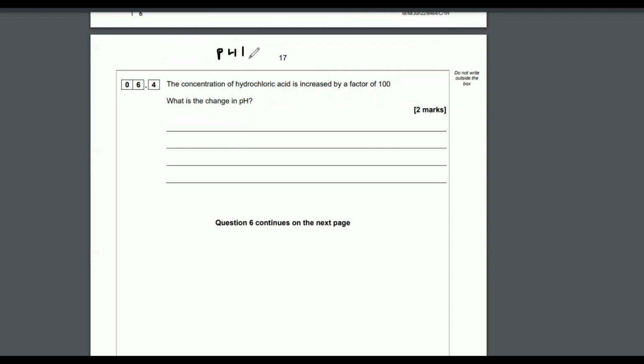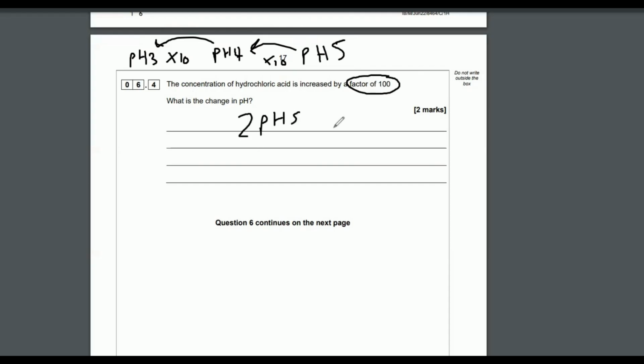Well, each pH is a factor of 10. So actually, scrap that. If I'm pH 5 and you make me 10 times stronger, I'll be pH 4. If you make me 10 times stronger again by adding 10 times the hydrogen ions, I'll be pH 3. So if we have increased by a factor of 100, the change in pH is 2 pHs.